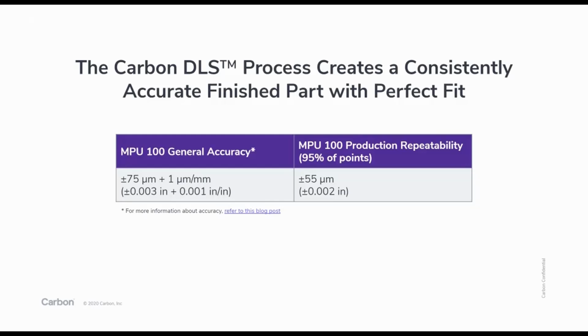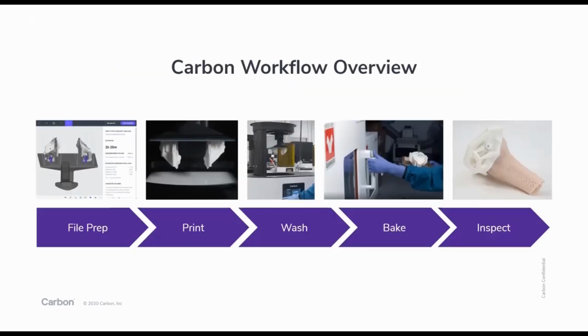The production repeatability refers to the expected accuracy after reducing variation and optimizing for production. In this case, we'd expect a tolerance of plus or minus 55 microns for MPU 100. We've covered the hardware and material selection, and we've talked in more detail about accuracy. So now we're ready to print the part.